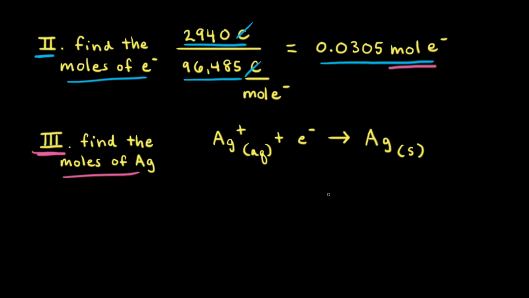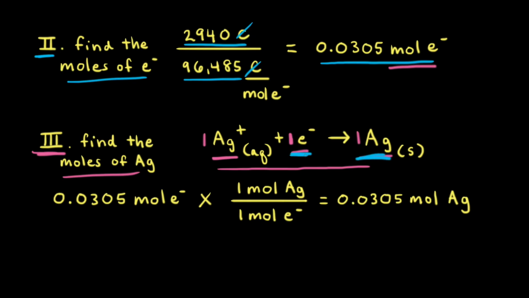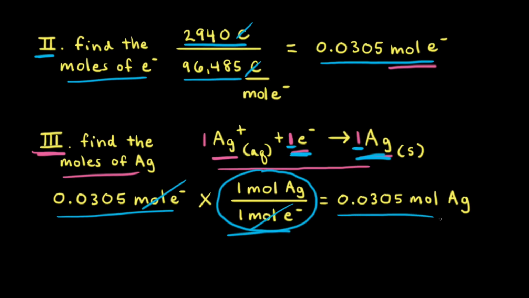And now that we have moles of electrons, in step 3, we can find the moles of silver. Looking at the balanced equation for our half reaction showing the reduction of silver ions, 1 mole of silver ions requires 1 mole of electrons to form 1 mole of solid silver. So our mole ratio of silver to moles of electrons is 1:1, which gives us this conversion factor of 1 mole of silver per 1 mole of electrons. So if we multiply our moles of electrons by our conversion factor, moles of electrons cancels out, and that gives us 0.0305 moles of silver. In this case, our mole ratio was 1:1, but if we were reducing a different metal ion, our mole ratio might not be 1:1, so we have to be extra careful on this step to make sure we get the right mole ratio.